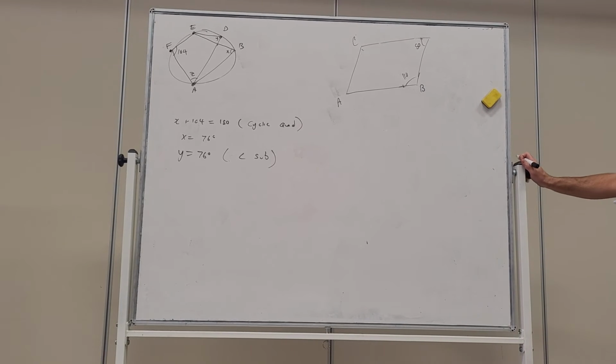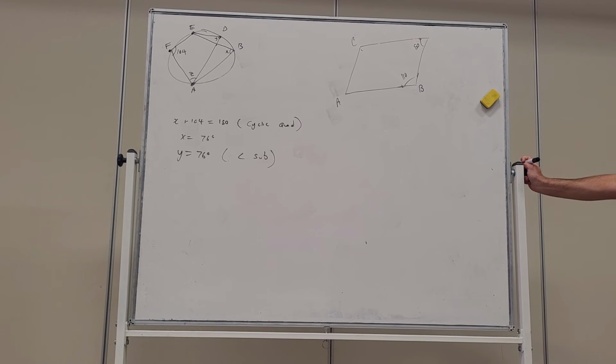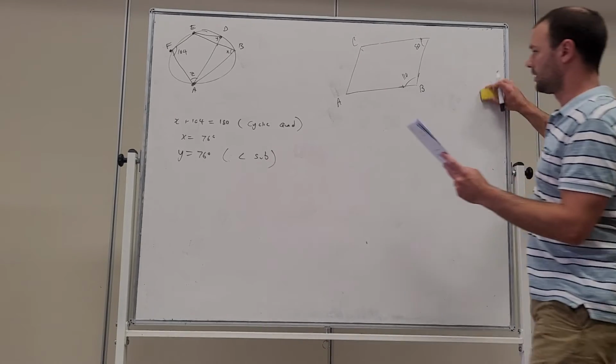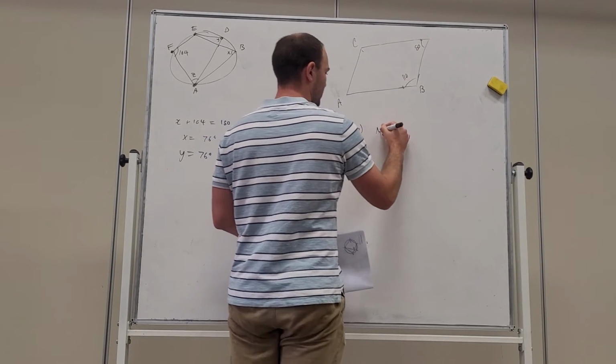So is this a cyclic quadrilateral? We don't have enough information to suggest whether this is cyclic or not. What about in the next two circumstances? Angle BAC and angle CDB. Yeah, this one will work. So the answer to part A is there's not enough information.